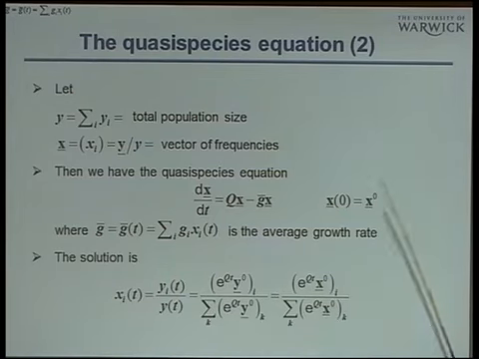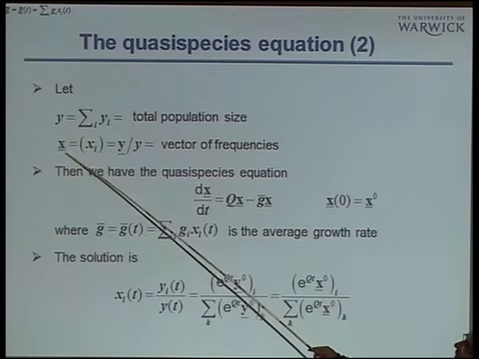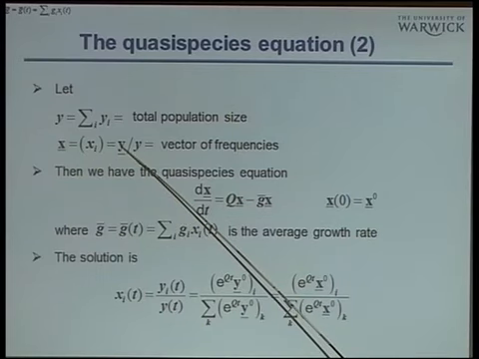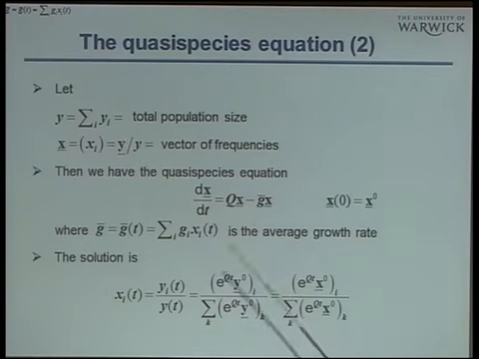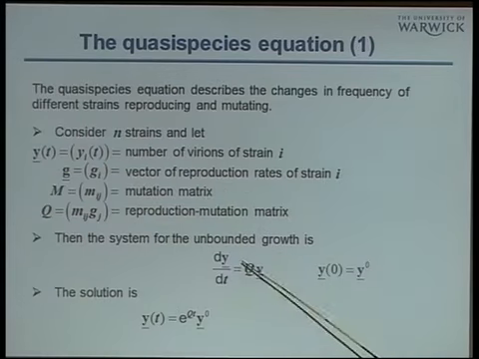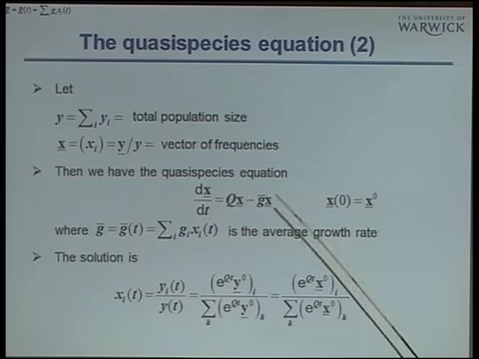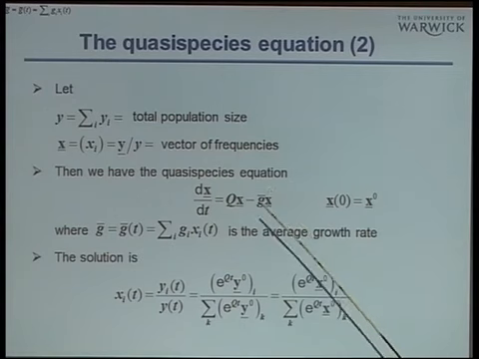And now I need to look at frequencies. So I calculate the total population size at any point in time, and I define the frequency of type I as the total number of individuals of variants of type I divided by the total number of variants. If I redo the calculations for this system with frequencies, I have a ratio of quantities that depend on time. If I do the calculations correctly, I get something similar to before, but now there is a correction term that forces the vector x to add up to 1 at any point in time.